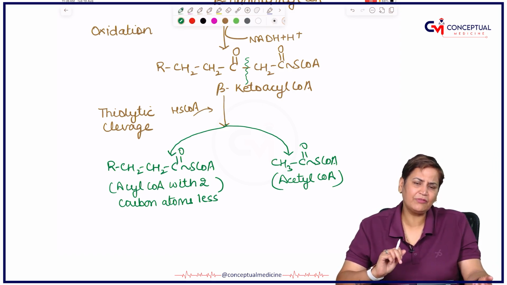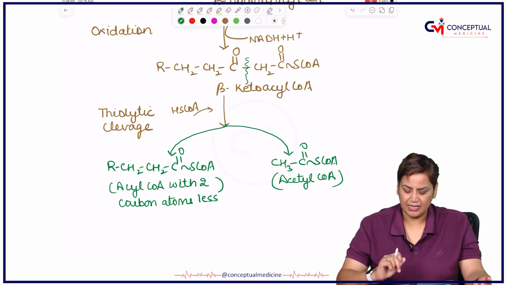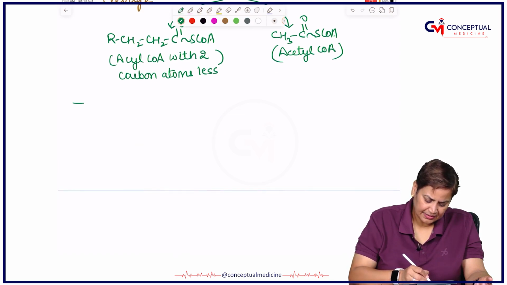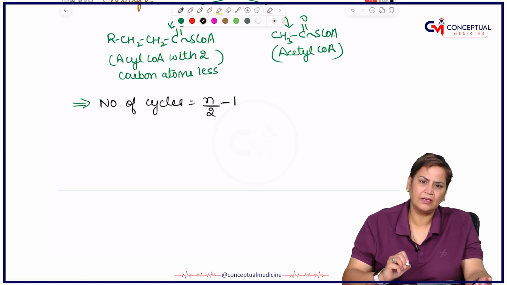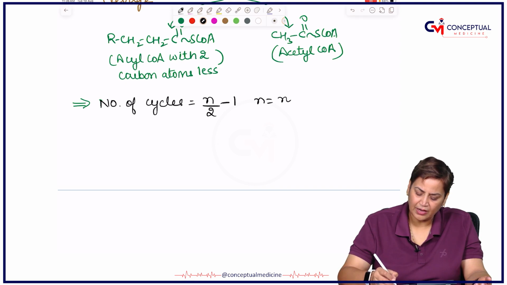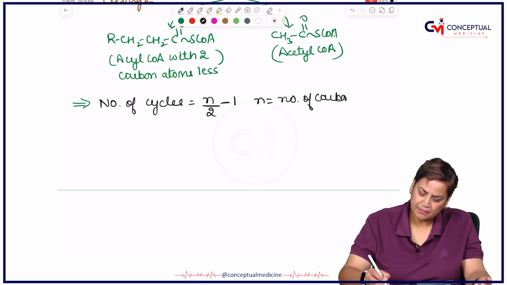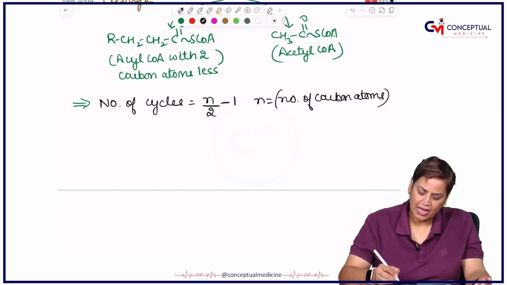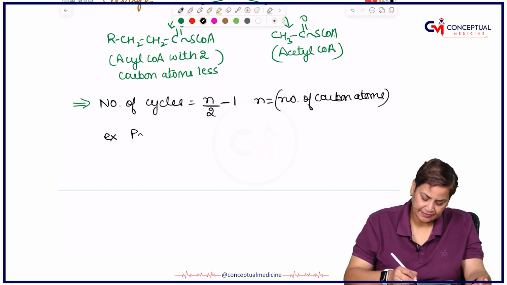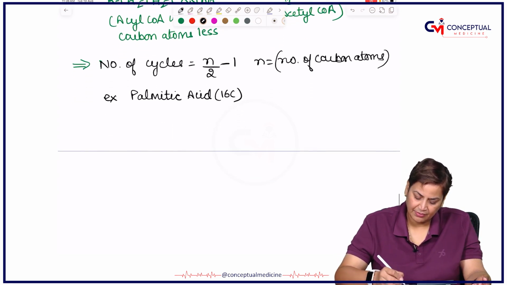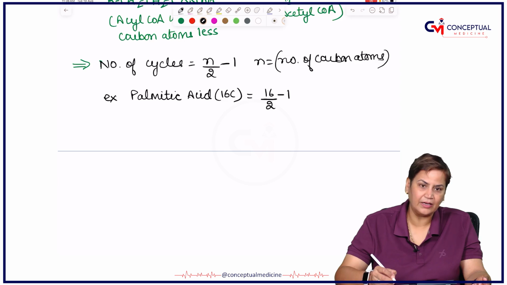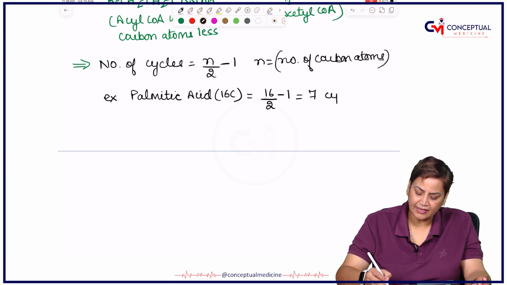Okay, so there is one very easy formula to remember the number of cycles. If we have to calculate the number of cycles, it is n by 2 minus 1. What is n? n is the number of carbon atoms. Okay, now for example, palmitic acid, because in our body mainly palmitoyl esters are there. Palmitic acid has 16 carbon atoms, right? So if we talk about 16 carbon atoms, I can simply say 16 by 2 minus 1. So 2 8s are 16, or 7 cycles.